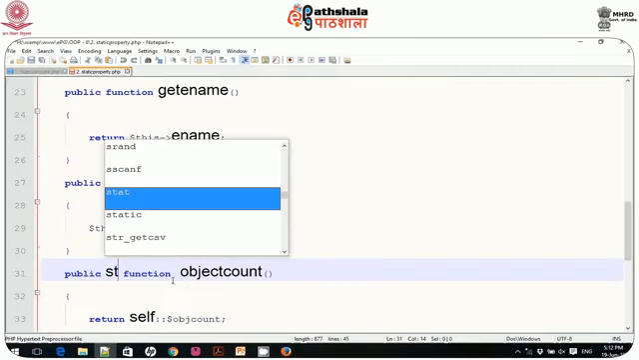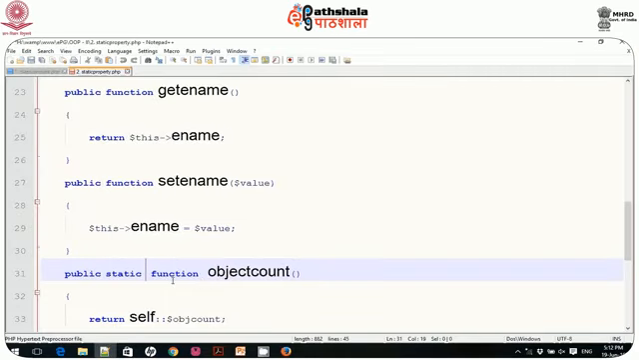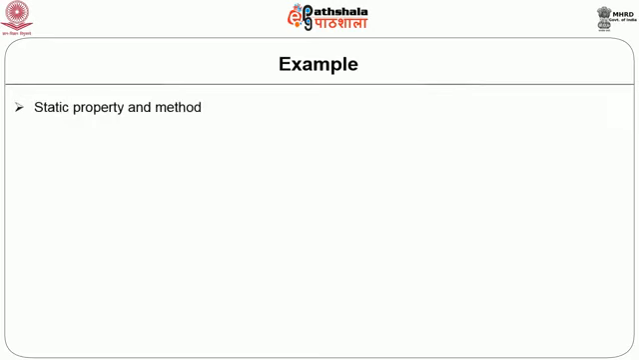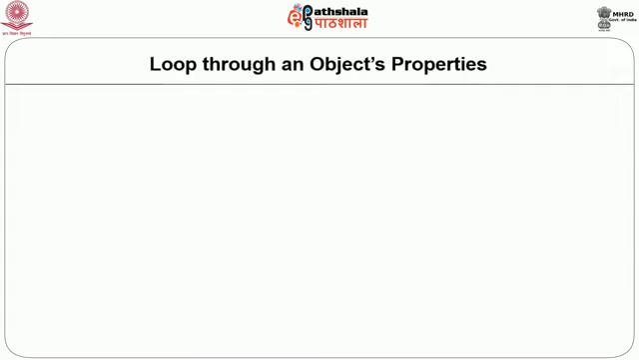So when you use a static property or method, it only uses static attributes. We have already discussed that a static method can only work with static methods, properties or class constants. So this is all about static properties and methods. Now let me discuss looping through class object and property.